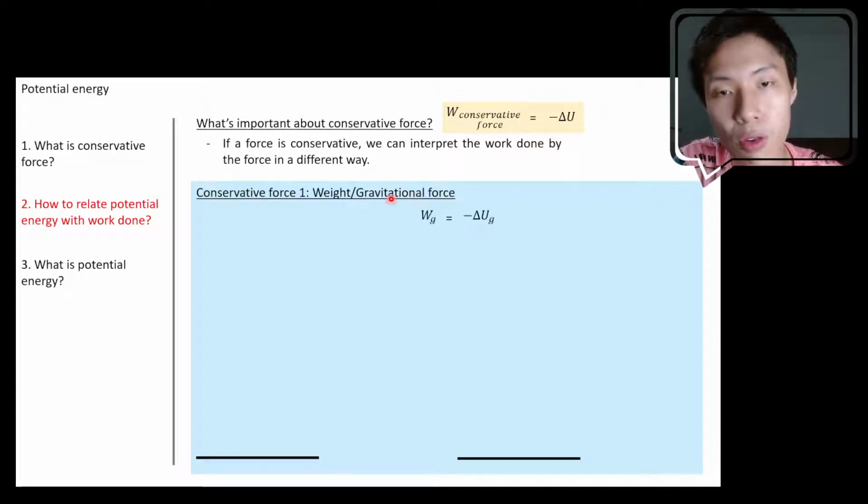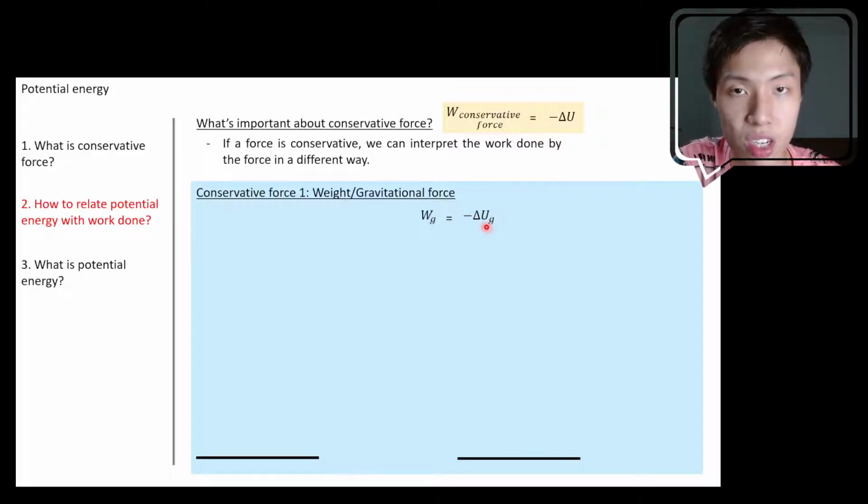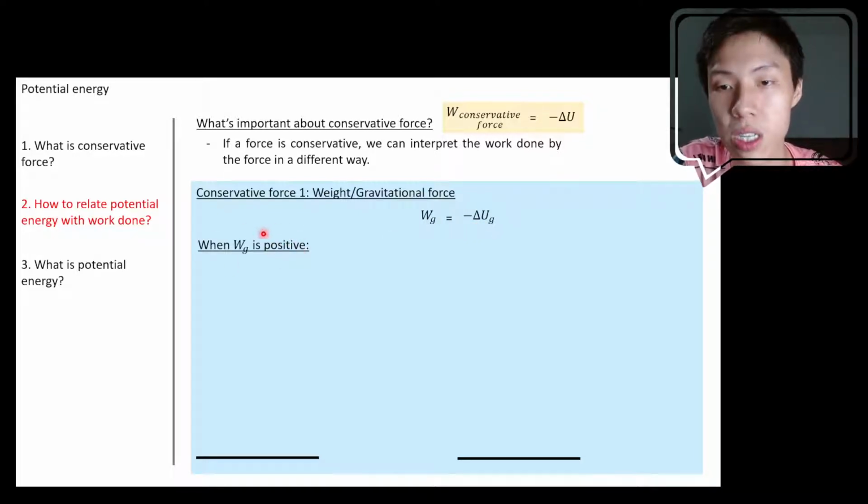For gravitational force, we know that the work done by gravity is equal to the negative of the change of gravitational potential energy. Now we'll analyze two different situations: one in which the work done is positive, and another in which the work done by gravity is negative. We are going to prove that whether the work done is positive or negative, this relation is always obeyed.